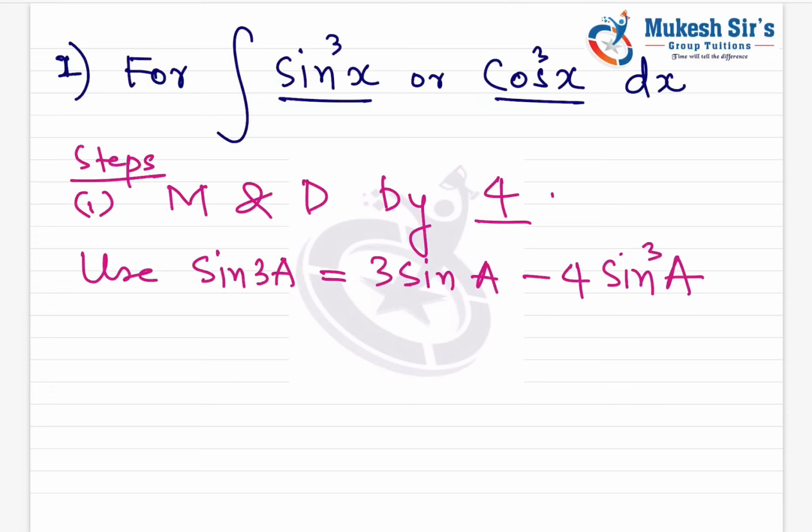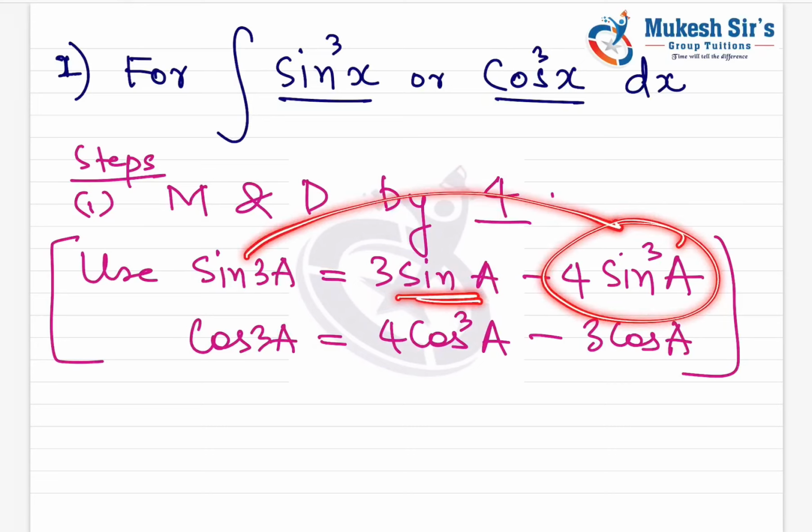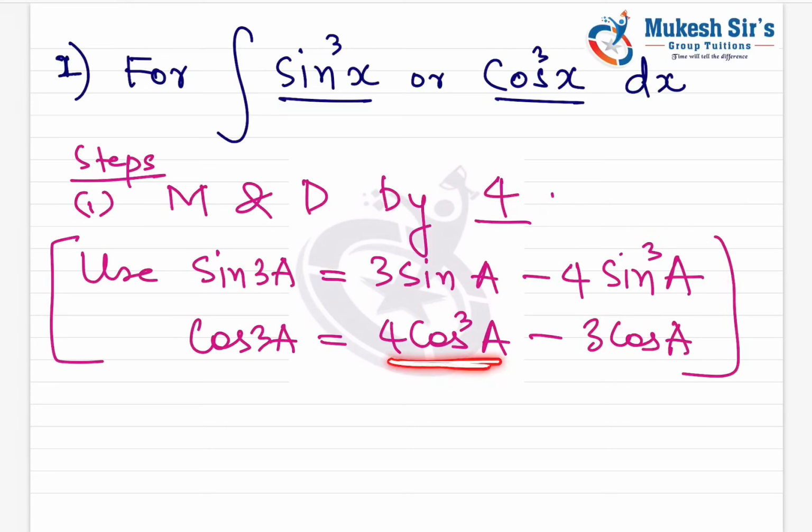And cos 3a formula. Cos 3a formula is 4 cos cube a minus 3 cos a. From these formulas, you have to derive the sin cube formula. 4 sin cube a will be equal to what? 3 sin a minus sin 3a. Okay? And 4 cos cube a will be equal to cos 3a plus 3 cos a. So you have to use this formula, find the value of 4 cos cube or 4 sin cube, whatever is the question, and then integrate.